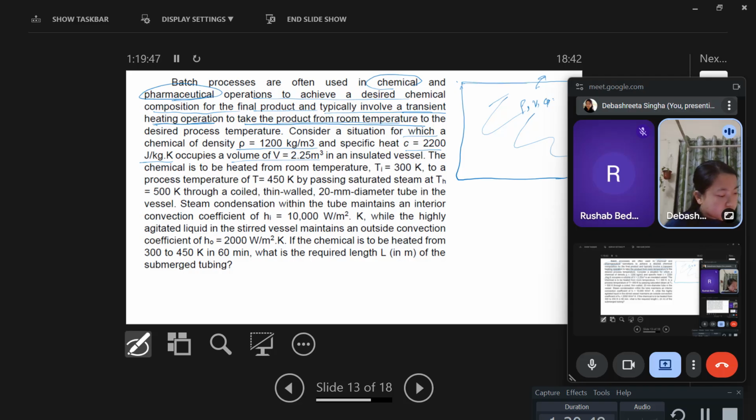Sorry, insulated does not mean there is no exchange. Insulated means the rate of heat transfer will be reduced to some extent.